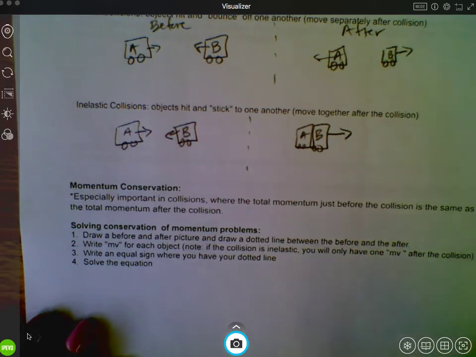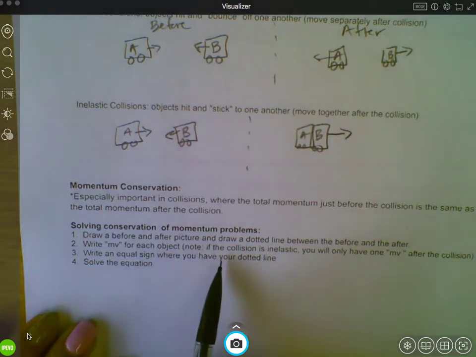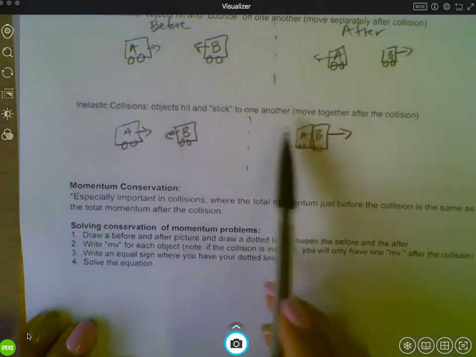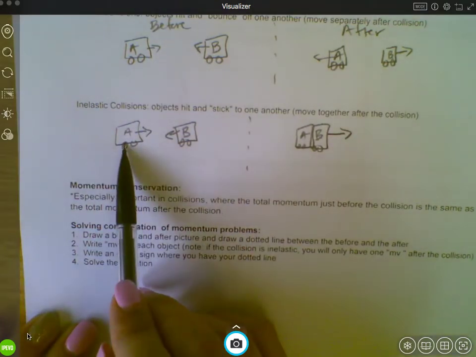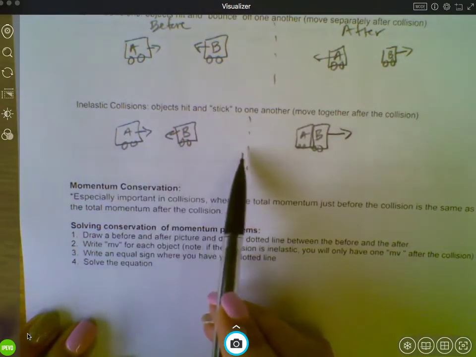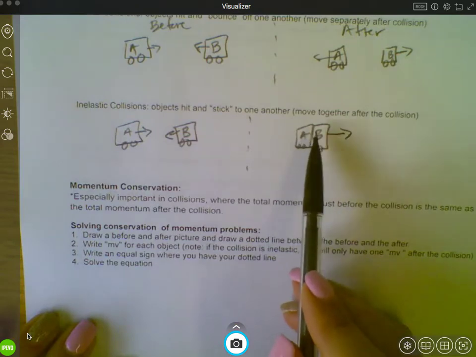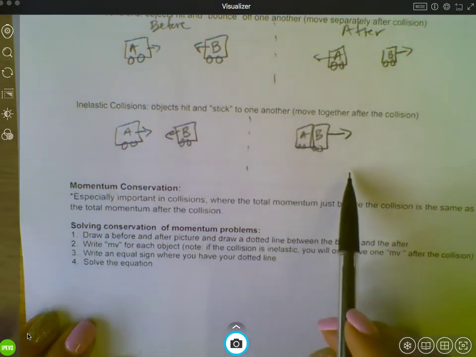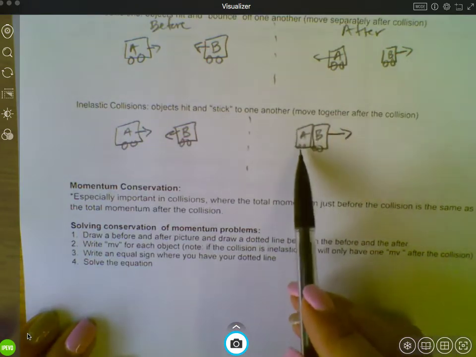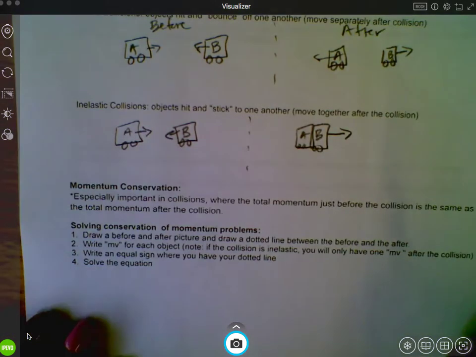But that's how we're going to set it up. So you're going to write MV for each object. Note that if it is inelastic, this is going to be MV plus MV equals M plus M times V, because they have one velocity together afterward, but they have both their masses combined. Okay, this will make more sense when we do an example.